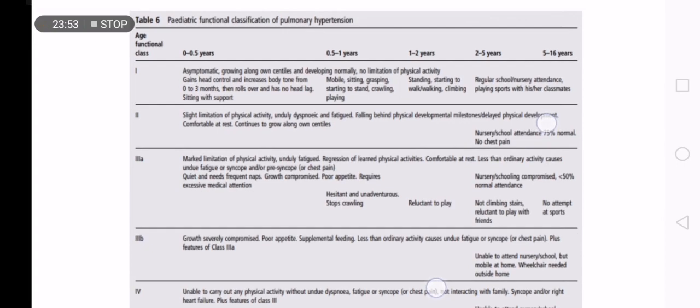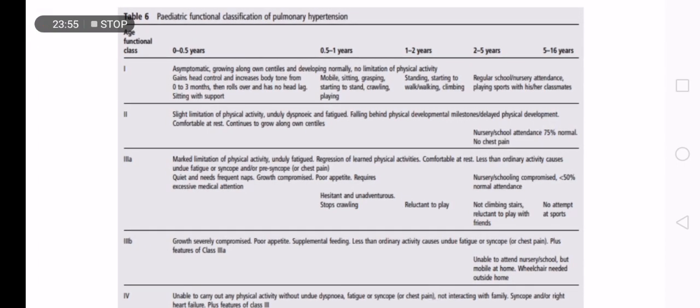This is a pediatric functional classification according to the age group, because we have different activities during the different age groups of pediatrics, classified from 0 to 6 months, from 6 months to 1 year, 1 to 2 years, 2 to 5 years, and 5 to 16 years, according to the activity needed in each age group.